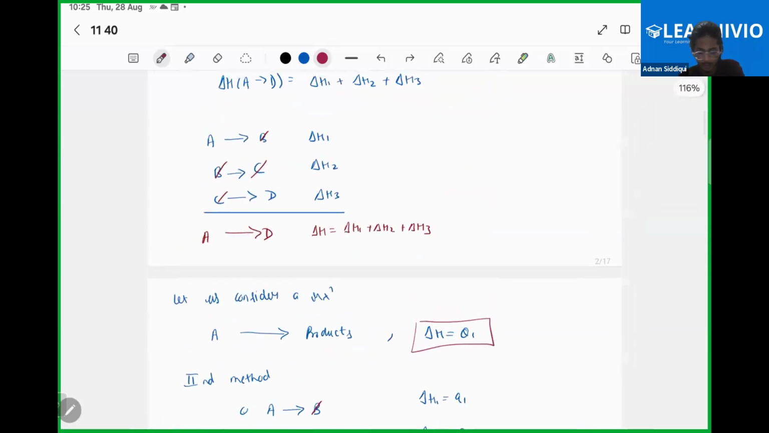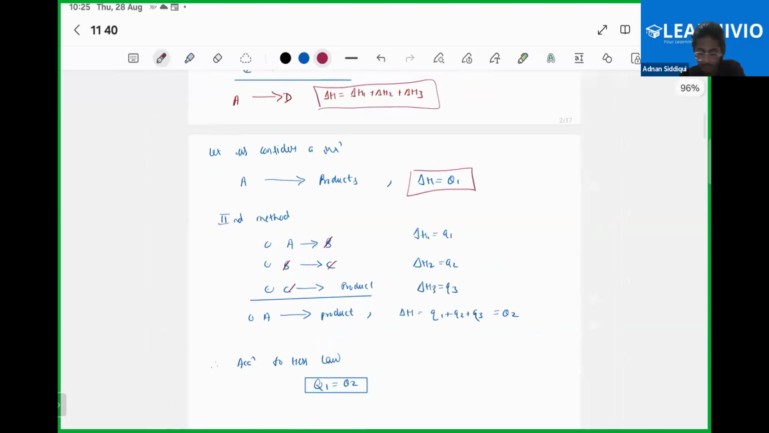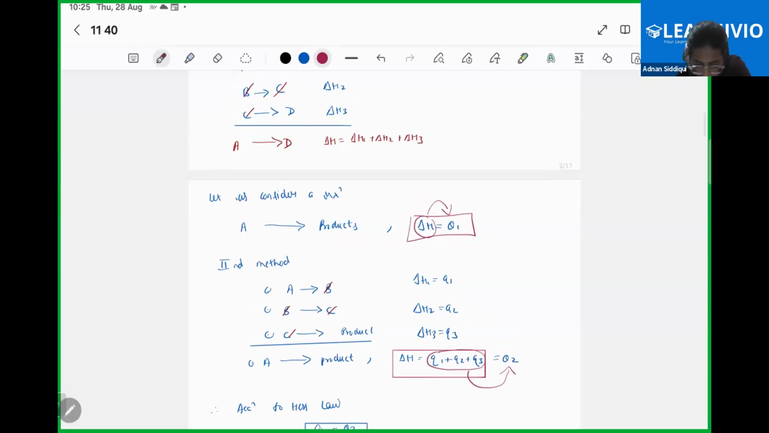Same thing. Q1 plus Q2 plus Q3 is equal to delta H. It is equal to delta H. If I am talking about this specifically, I can consider it as Q because delta H I am taking as Q. Just simplifying the thing. It is again the same thing.